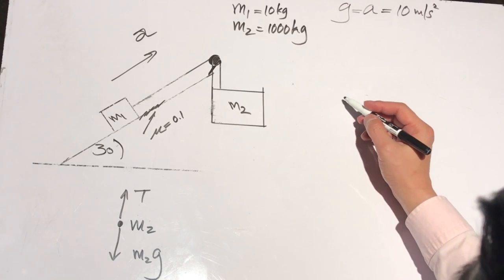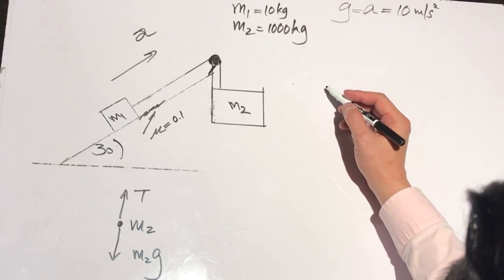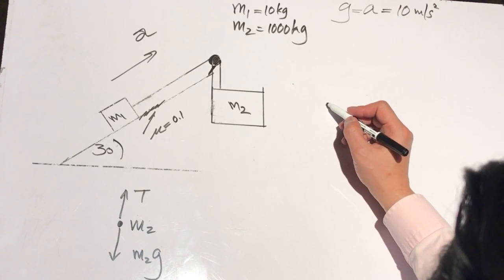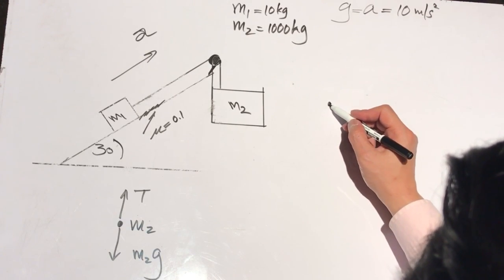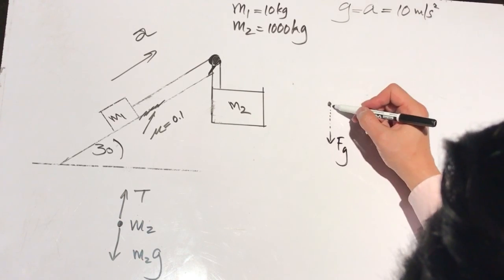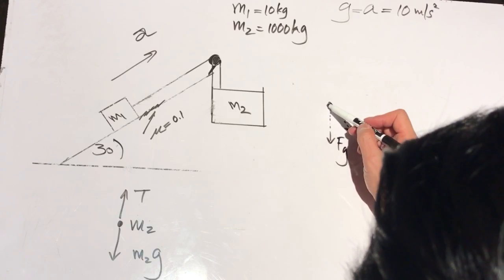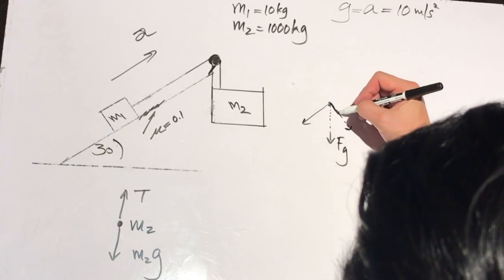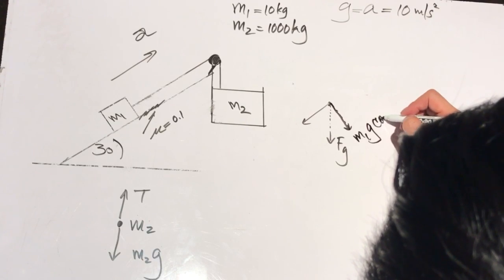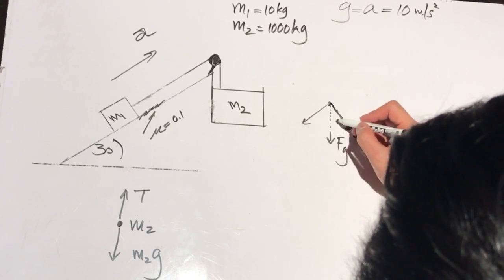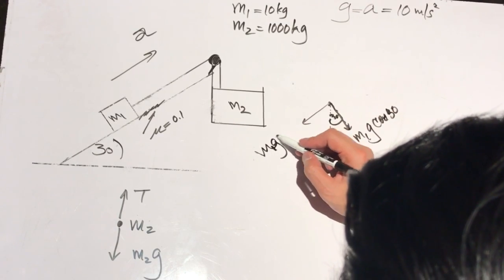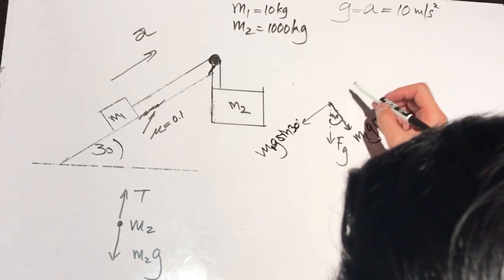And with this one, I'm just going to go ahead and show you how to do this one over here. So for mass M1, first you have the force due to gravity, and then when you do the algebraic decomposition, basically I have two different forces. One of them is M1G cosine 30. This one is M1G sine 30.